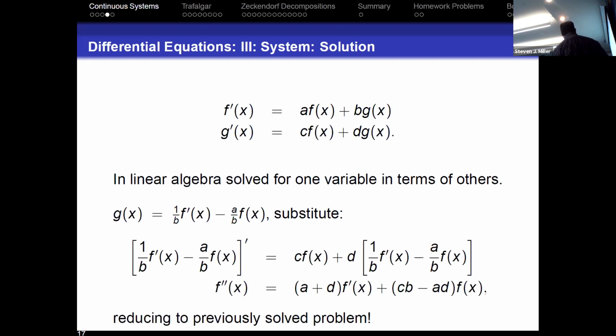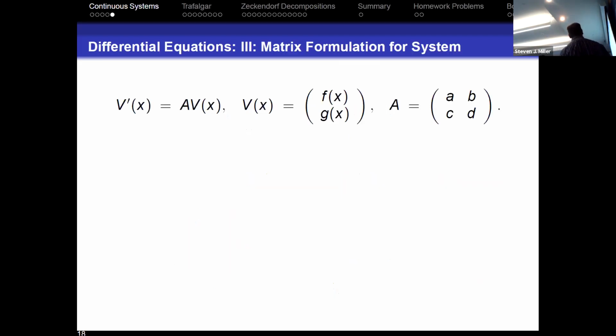So when the dust settles, I get a second order differential equation. F double prime equals crap times F prime of x plus other crap times F of x. This is the same form as what we just solved a moment ago. We then just guess F is equal to e to the rho x. We'll get two different values of rho. And we can now solve for F, we can solve for G.